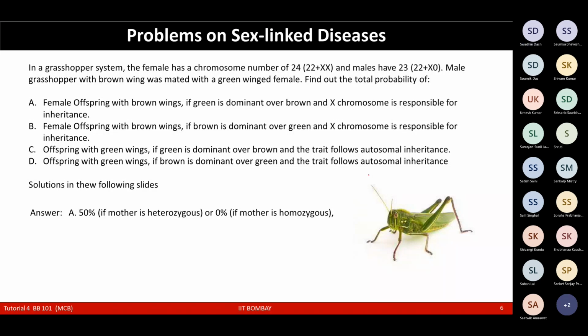So we get 50% for a heterozygous and 0% for a homozygous. In the homozygous part, green is dominant. So we have XX with the G, and in the male we have XO, that is X0. When you combine this, you will get XG and XX, which is 100%. The 50% will be the heterozygous part. For the homozygous, you will get 0.